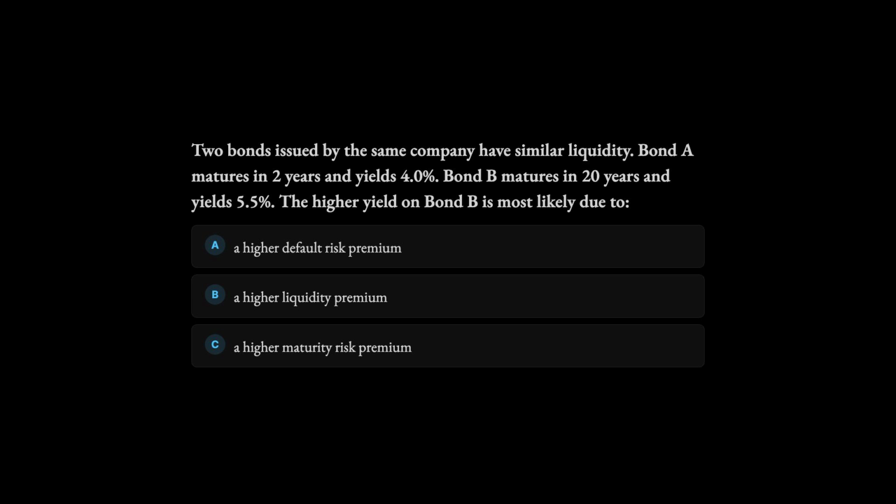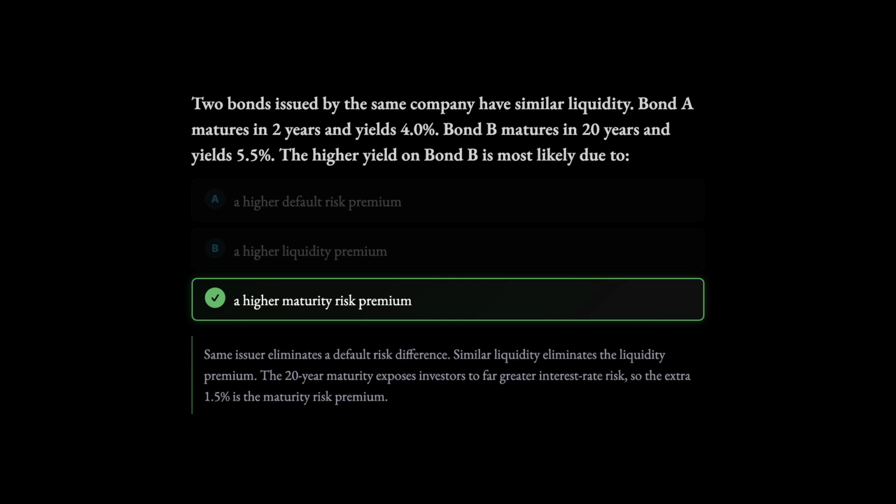Now let's think through these. Same issuer means both bonds carry the same default risk, so we can eliminate A. Similar liquidity rules out B. What differs is the maturity, 20 years versus 2. That longer maturity exposes investors to far more interest rate risk and price uncertainty. So the correct answer is C, the maturity risk premium.